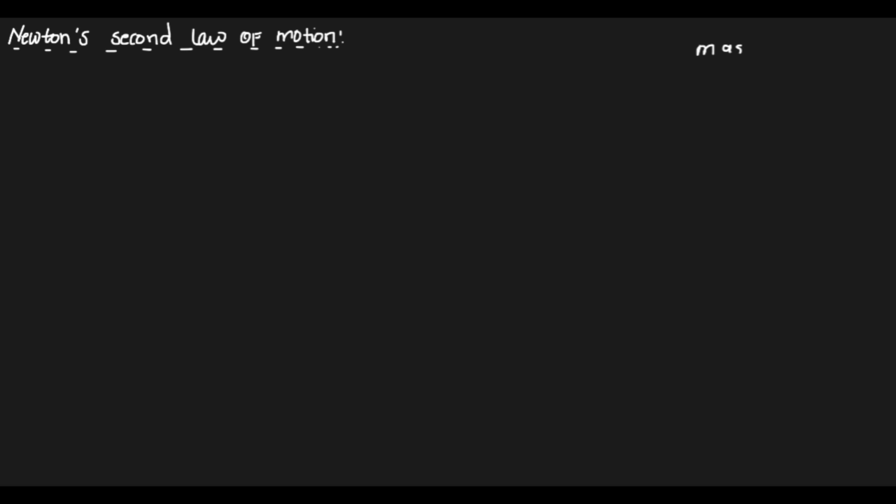We have the mass, and the mass is just the total amount of matter present in an object. Then we also have the net force. So this is just the resultant force. Then also we are expecting to get an acceleration after the force is applied to an object.